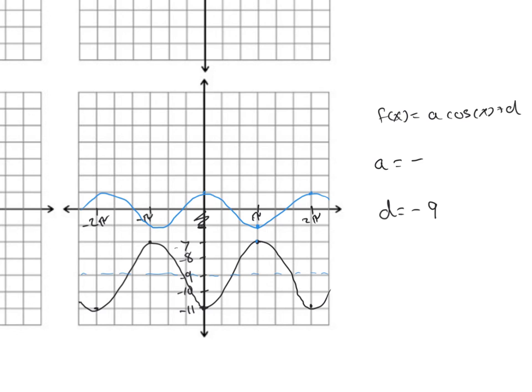Now we need to see if there's any amplitude. Normally it goes up 1, but now it goes up 2. So my amplitude is negative 2.